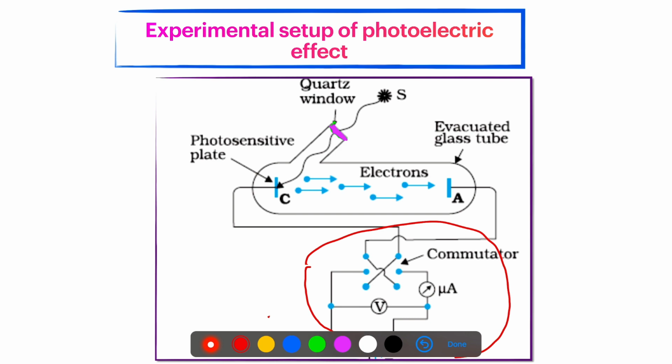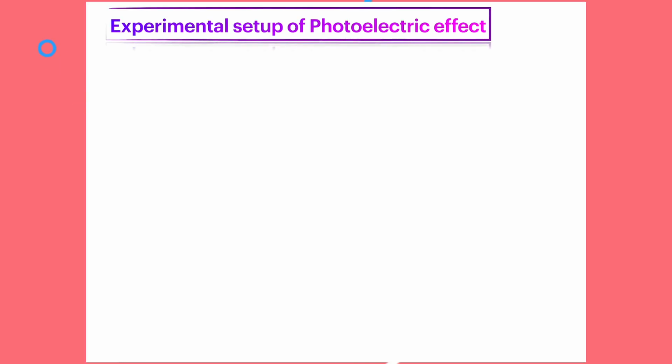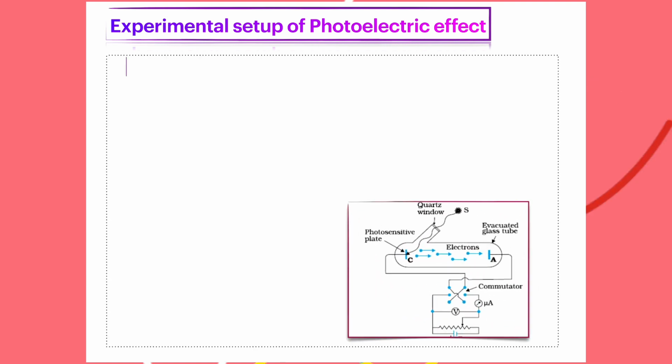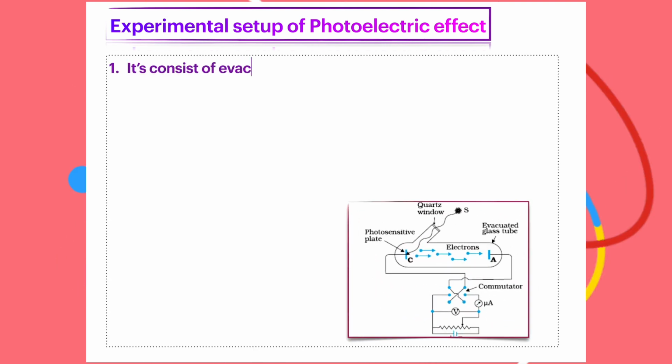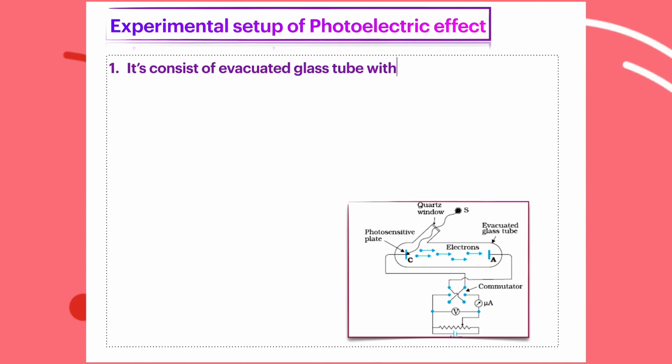Now we have this setup. Let's go back to 1902 and put ourselves in their shoes to explore the effect, as they believed that light is an electromagnetic wave. To understand this effect, we have a simulation of the photoelectric effect. Experimental setup of the photoelectric effect. If the question asks about this, then you can write some points.